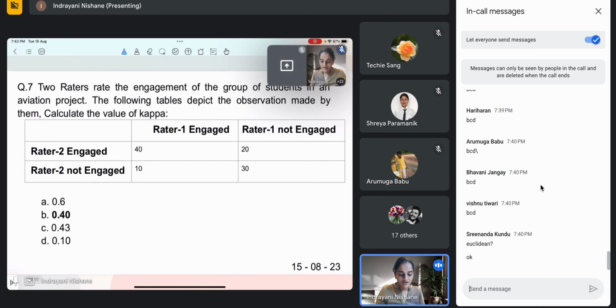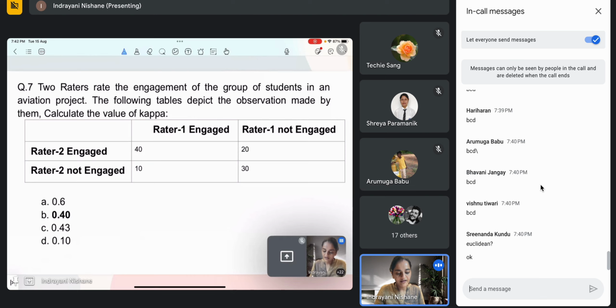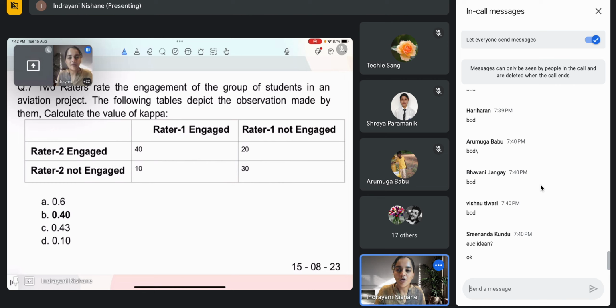Okay, this is based on the kappa value, so please recall it, or we will come back to it later on, or I don't know, let's do it, I'm not sure. Okay, let's do this. Two raters rate the engagement of the group of students in an aviation project, and the following tables depict the observations made by them. So we have to calculate the kappa value for it.